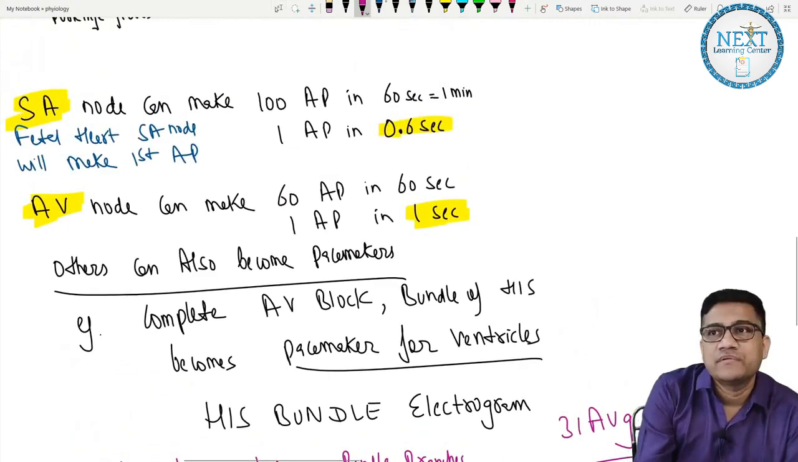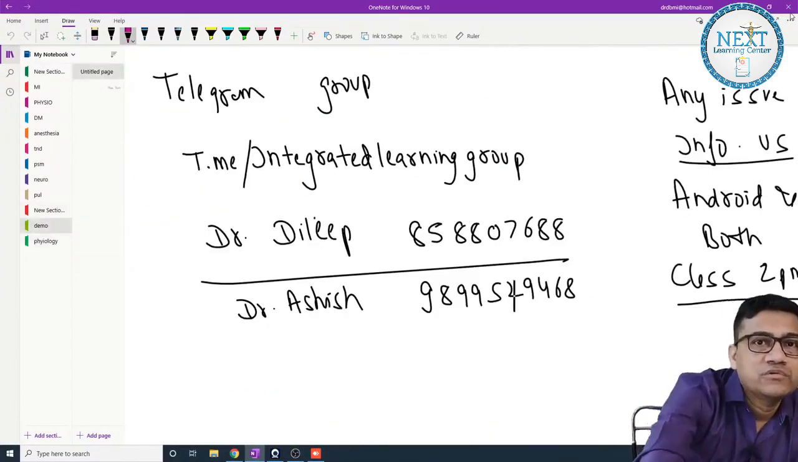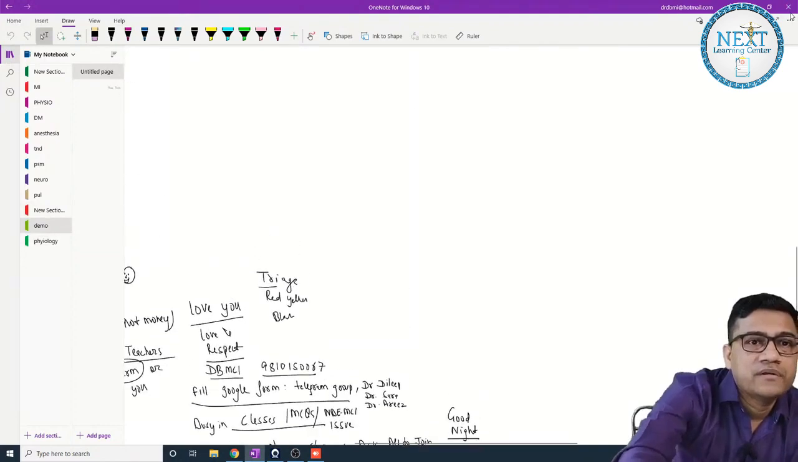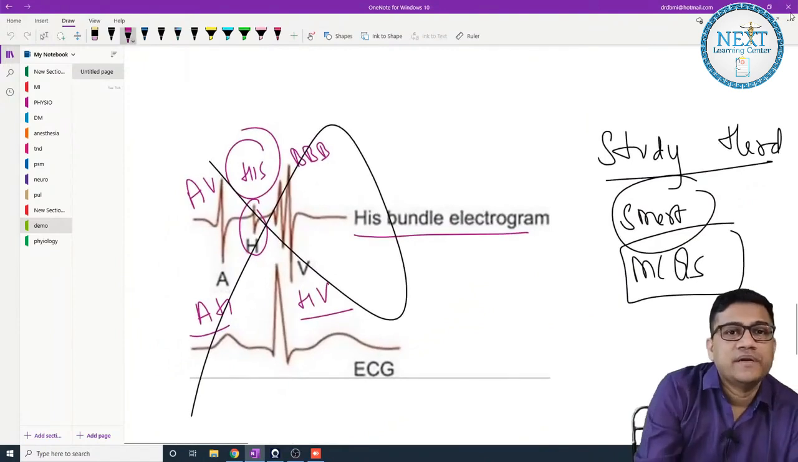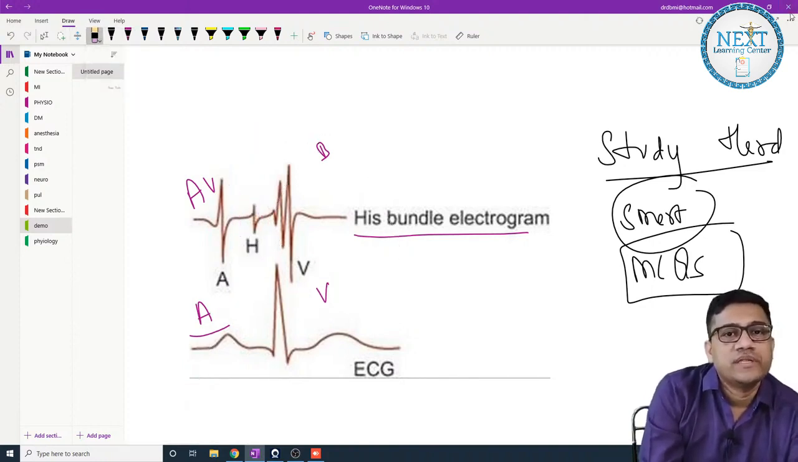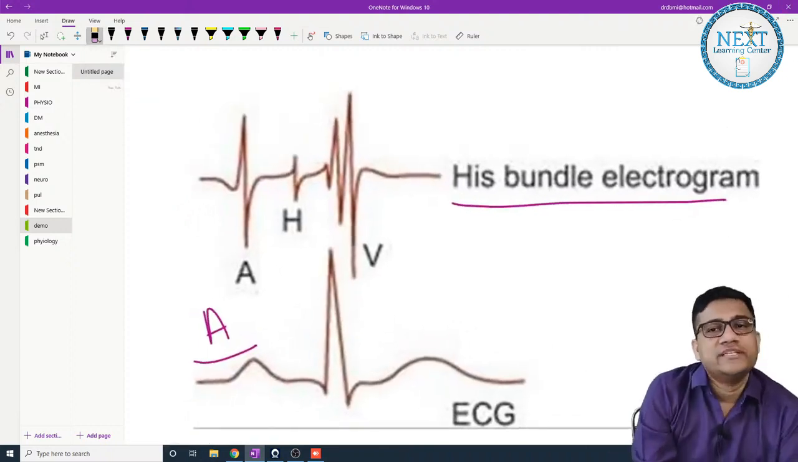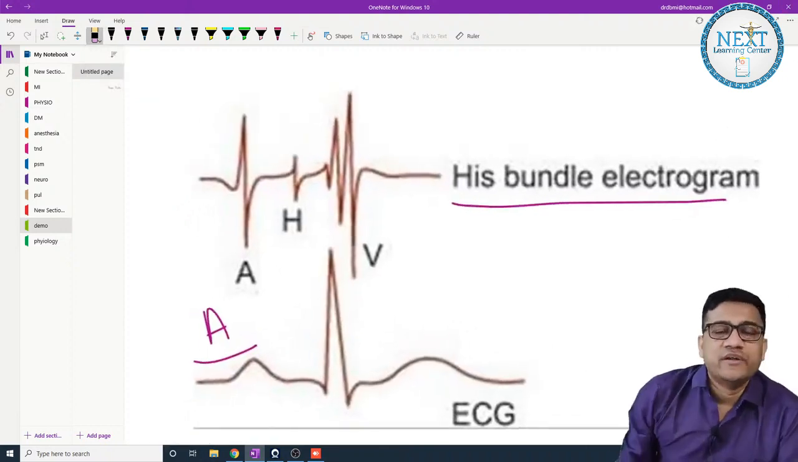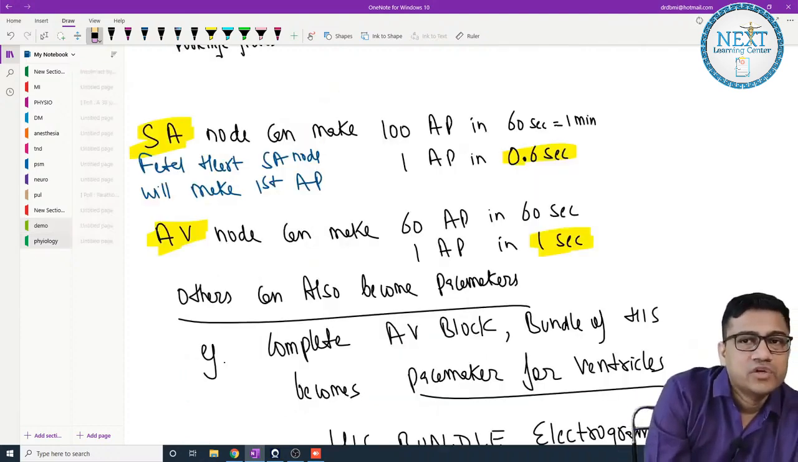If possible, I'll show you also His bundle electrogram. Yes, this is the His bundle electrogram. Can you see AHV? So this is the His bundle electrogram. If you want to see the actual picture which is shown in the exam, this is the case. I made a simplified one. So AHV, AHV, AHV. Are you clear? Fine, so let's come back.